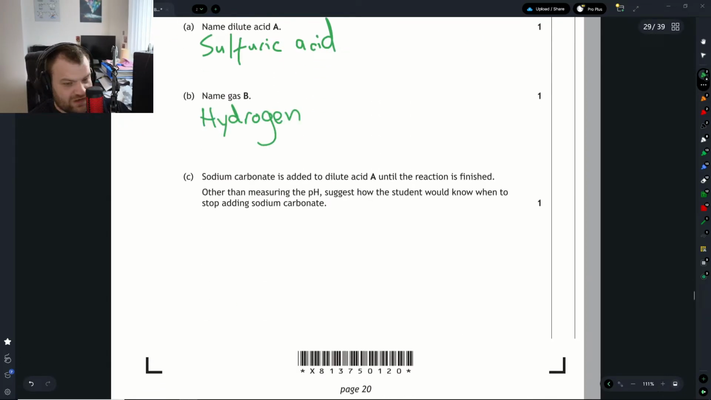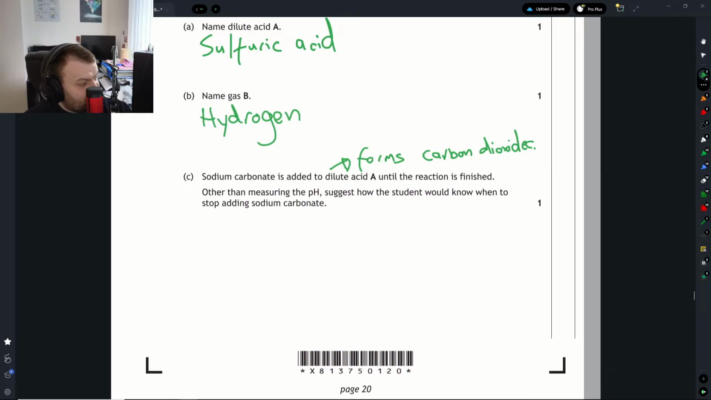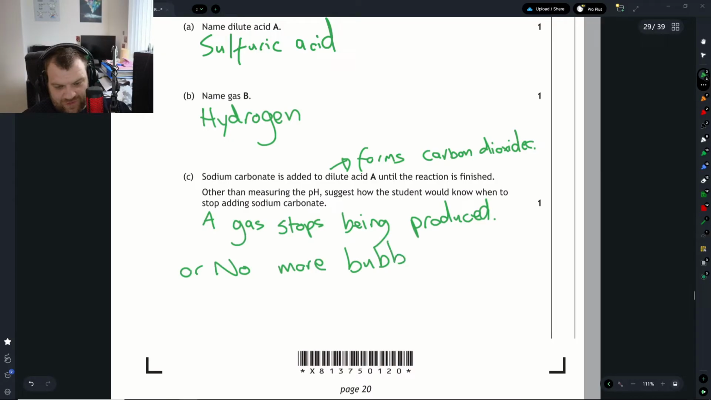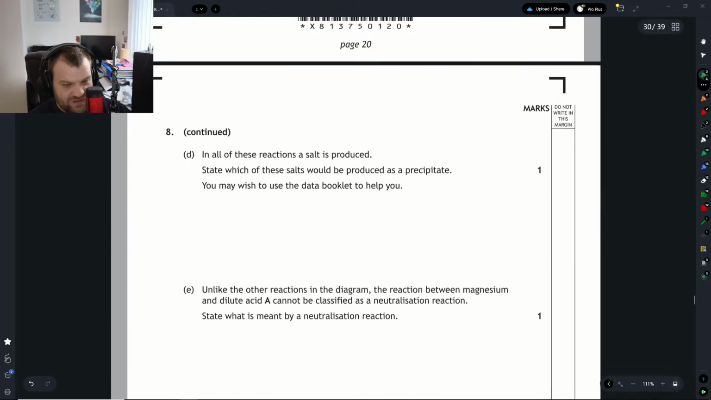Next up, we've got using a metal carbonate. I mentioned earlier that it forms carbon dioxide. That was in the using your knowledge question, which means that you'll see bubbles. It will stop bubbling. The gas is no longer produced, or you can talk about it bubbling or fizzing, something like that. But the reaction will be done when there's no more carbon dioxide produced.